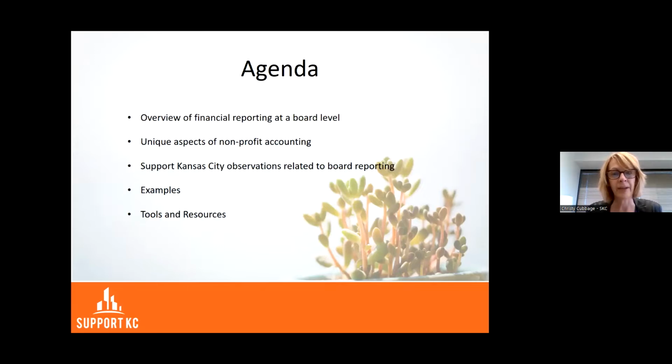We prepare a lot of management reports each month and each quarter for organizations. So we've heard a lot of feedback from organizations about what works and what does not work. So I wanted to share a couple of those bullet points. And then I wanted to show you an example and then some tools and resources.